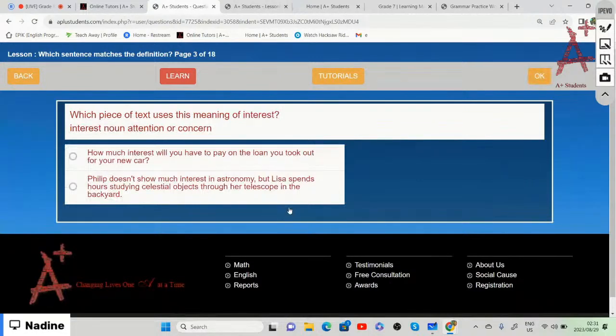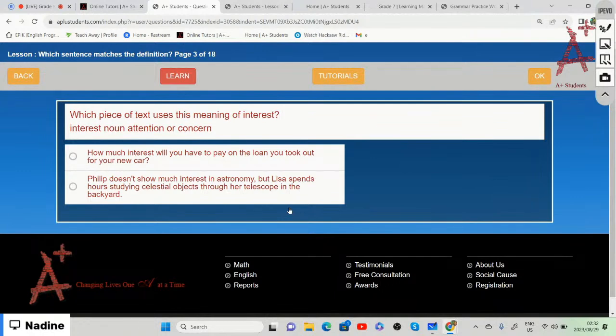Which piece of the text uses the meaning of interest? In this case, interest is a noun and it shows attention or concern. The first option is: how much interest will you have to pay on the loan you took out for your new car? That is interest, the amount that you need to pay back to the bank or wherever you made a loan from. It's more to do with finances.